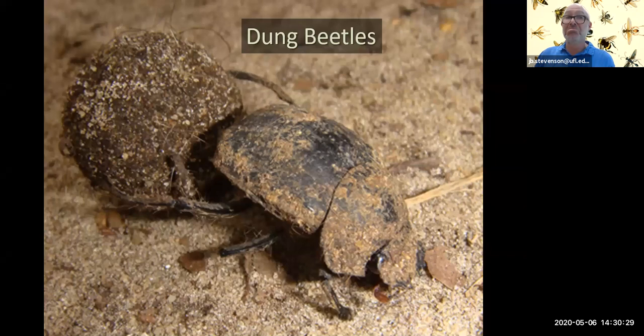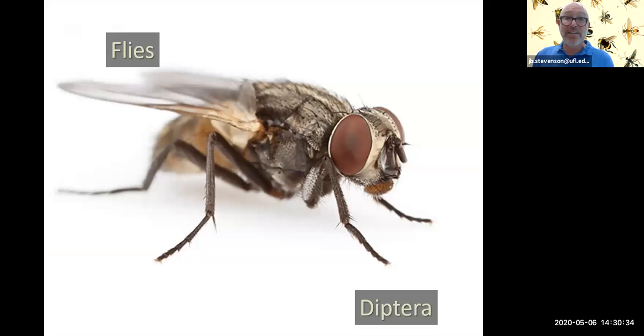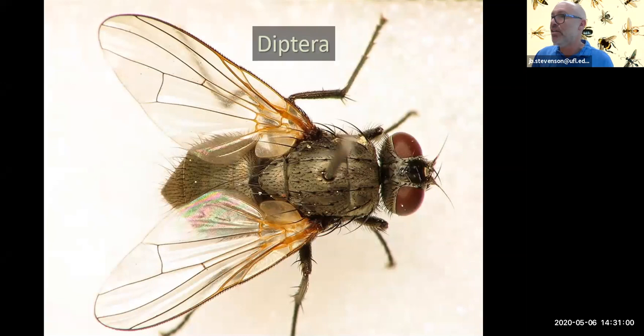Our next group are the flies. And they are called the dipterans, D-I-P-T-E-R-A, which means two wings. And here's a view from the side, you can see the big compound eye, so you can tell that this fly is using its vision to find whatever it's looking for. This is one of the ones that has that spongy mouth part that it uses to dab up salts off of fresh fecal material. Here you can see the two wings.